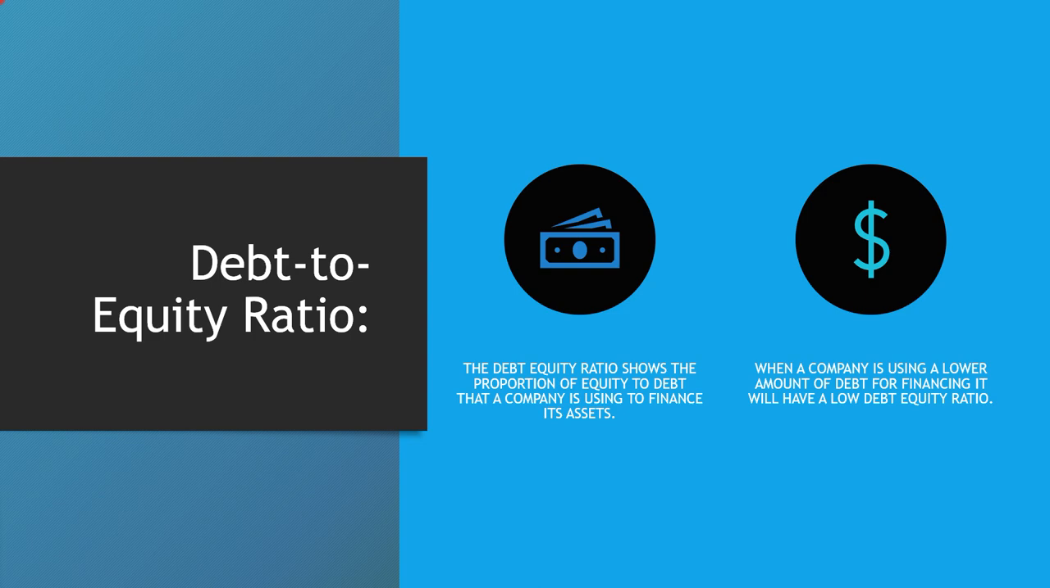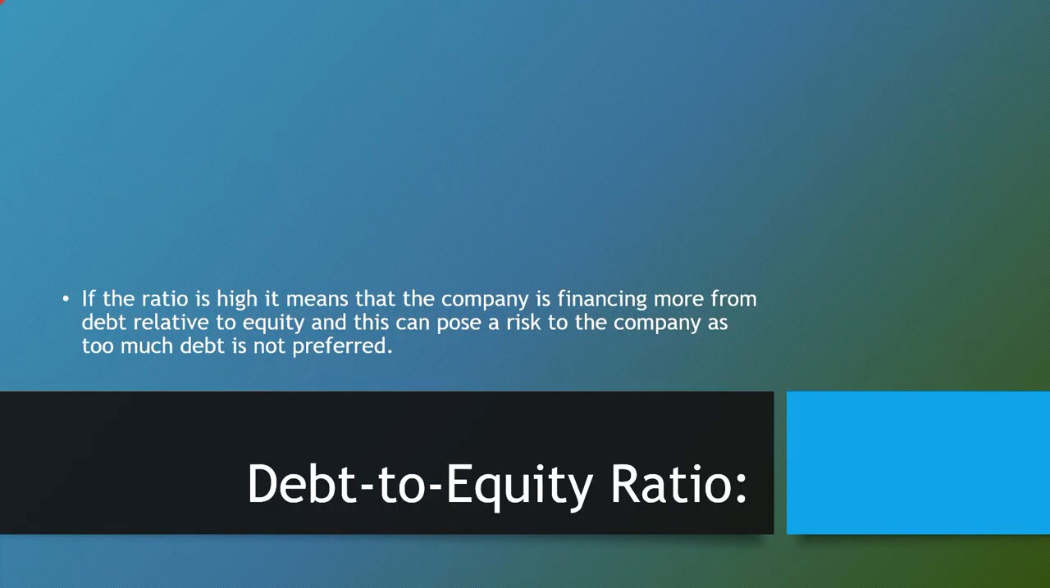And then we look at debt to equity ratio. The debt equity ratio shows the portion of equity to debt that a company is using to finance its assets. When a company is using a lower amount of debt for financing, it will have a low debt equity ratio.